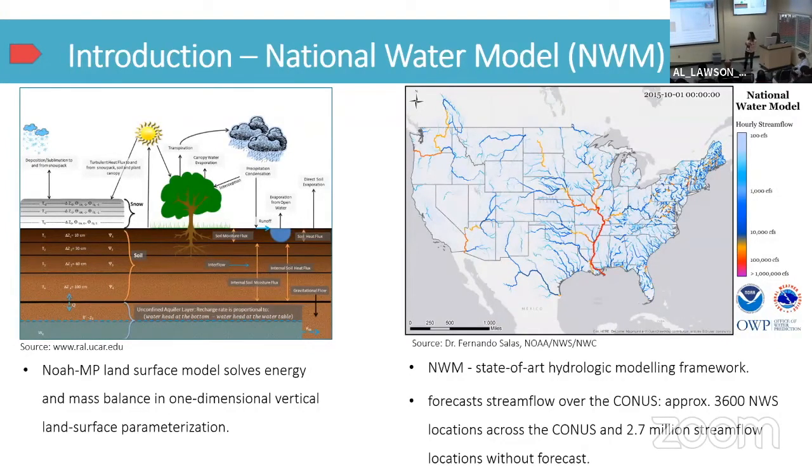The National Water Model is the state-of-the-art numerical hydrological prediction model that forecasts streamflow over the CONUS at 3,600 NWS locations and many other, actually 2.7 million, streamflow locations without any forecast. The core of the National Water Model is the NOAA-MP land surface model that calculates the energy and mass balance in a vertical column, and a WRF-Hydro model that does the river routing.